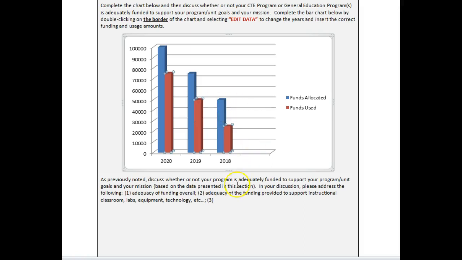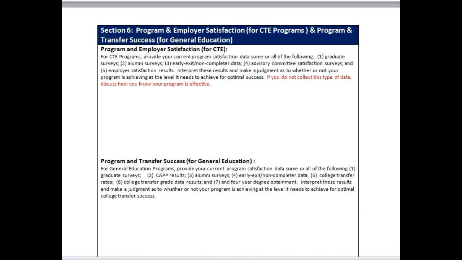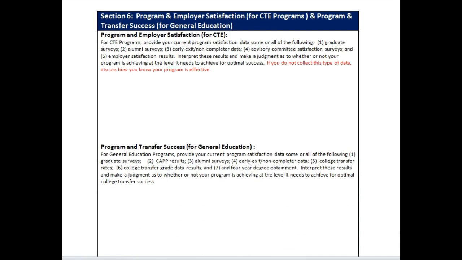So you're going to fill in this chart, and then you're going to answer the questions below, which deal with adequacy overall. You're assessing, was your program adequately funded? And what adequacy of funding was provided to support instructional classrooms. You want to talk about the things that you've purchased and how that has ultimately supported instruction, whether it's labs or classroom.